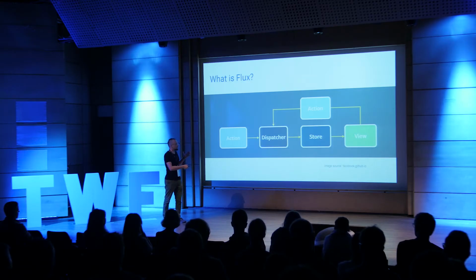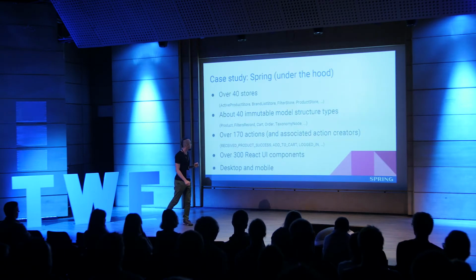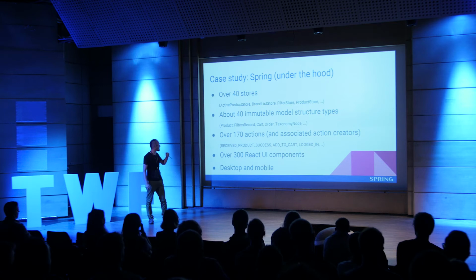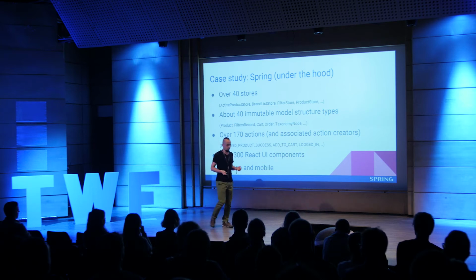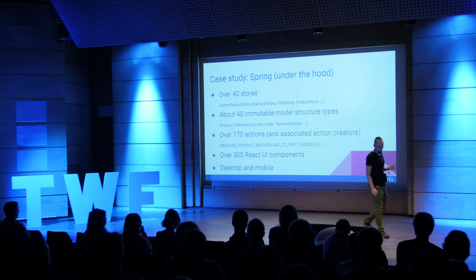And then the loop goes on, right? We have an action, we have a dispatcher, store, view. Action, dispatcher, store, view. Everything comes in one direction, okay? So let's put this into perspective and see how it works under the hood for us. We have about 40 stores, 40 immutable model structure types. Joanna is going to tackle this topic a little bit later. About 170 actions, about 300 React UI components, all of this in desktop and mobile version.